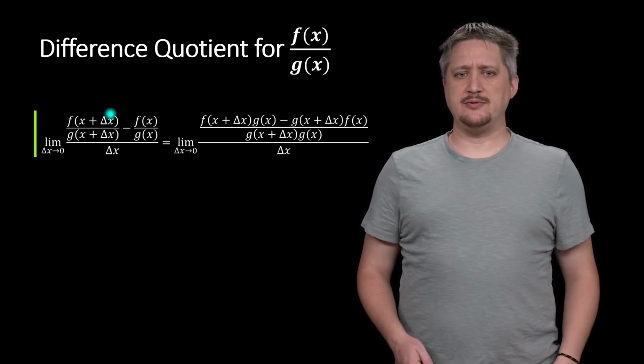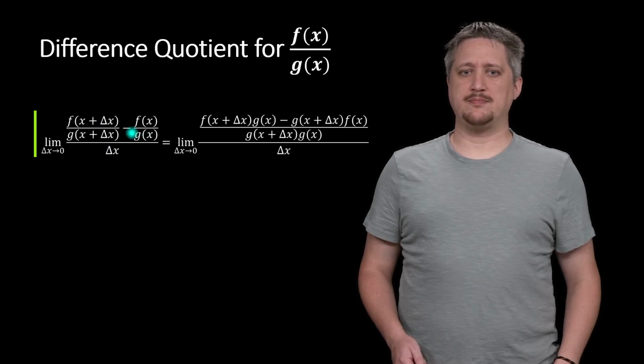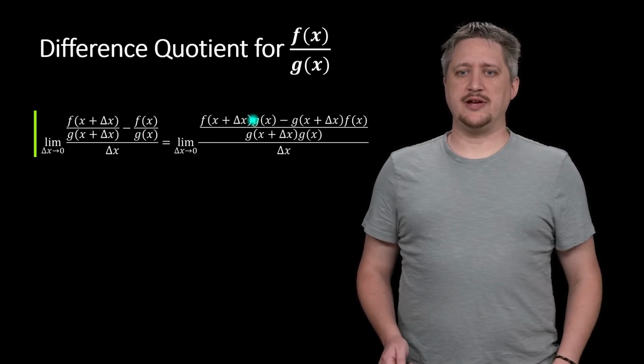Again, we can see we have this f over g. So we have the x plus delta x bit that we put in the first part, and then this x part here. And over here, we're just getting a common denominator and putting these things together.